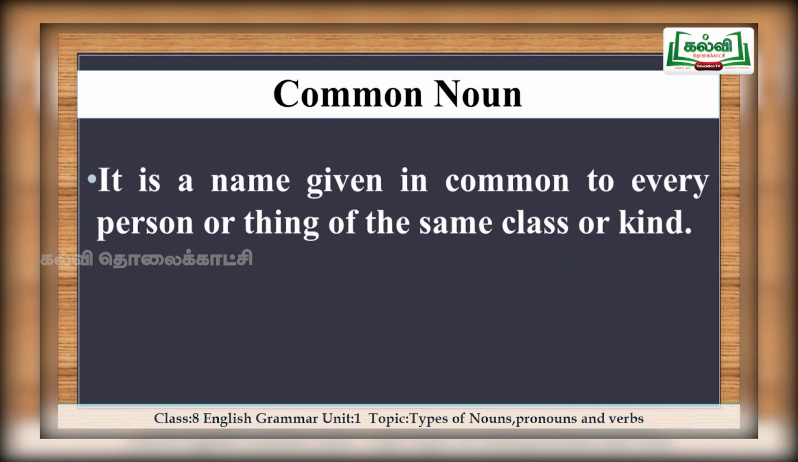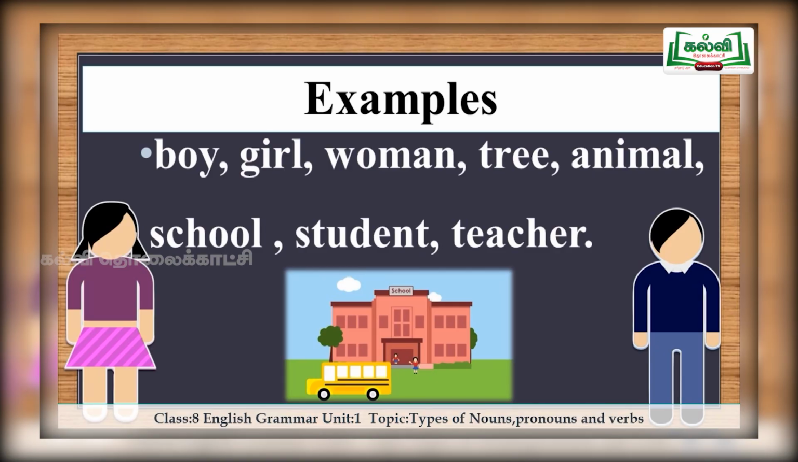And the second one is common noun. Common means general. A common noun is a name given in common to every person or thing of the same class or kind. Let's check some examples. Boy is a name given to all the boys. Girl is common. Woman, tree, animal, school, student, teacher. You can take any profession or general things.